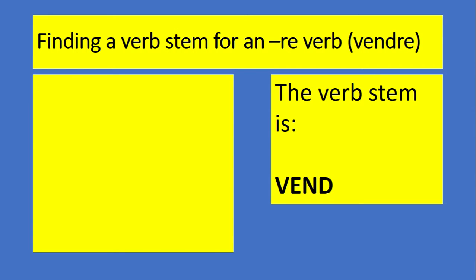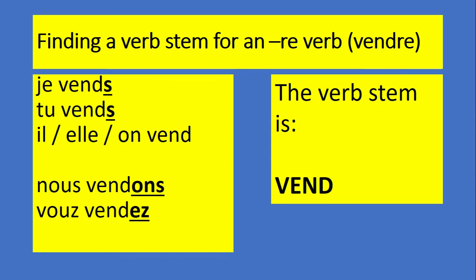RE verbs. Here's the present tense of an RE verb, like vendre, to sell. Je vends, tu vends, il vend. Nous vendons, vous vendez, ils vendent. Go to the nous form, take off the ONS, you're left with vend, VEND, that's the stem. Add the imperfect endings onto that stem, that's the imperfect tense. A cheat's method for an RE verb, take off the RE, you've got the stem. So actually that means for the ER and the RE verbs, you can quickly get to the verb stem just by taking off the infinitive ending, the ER or the RE.